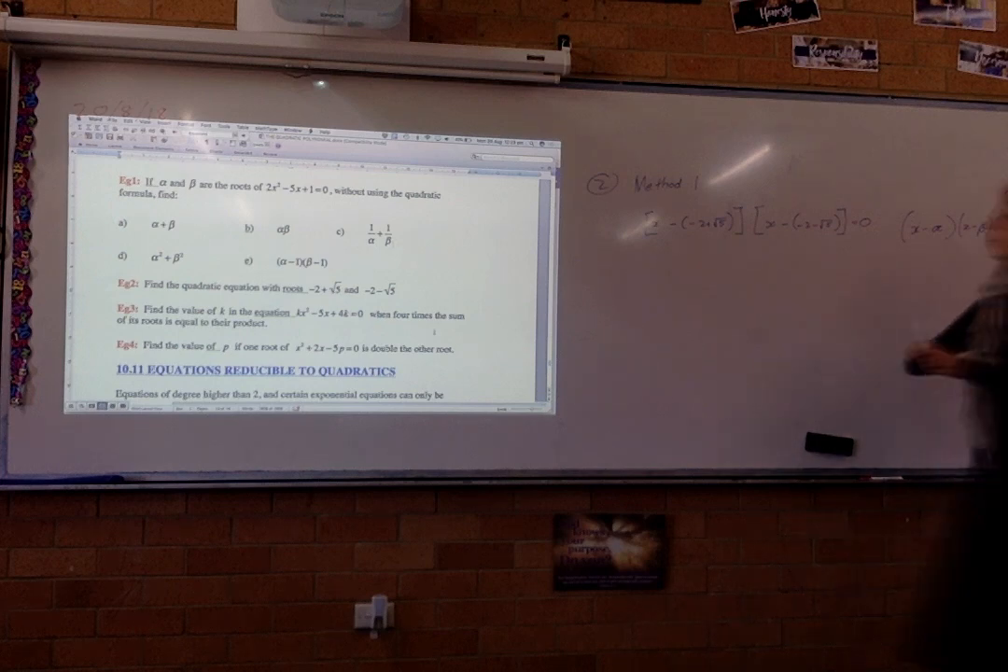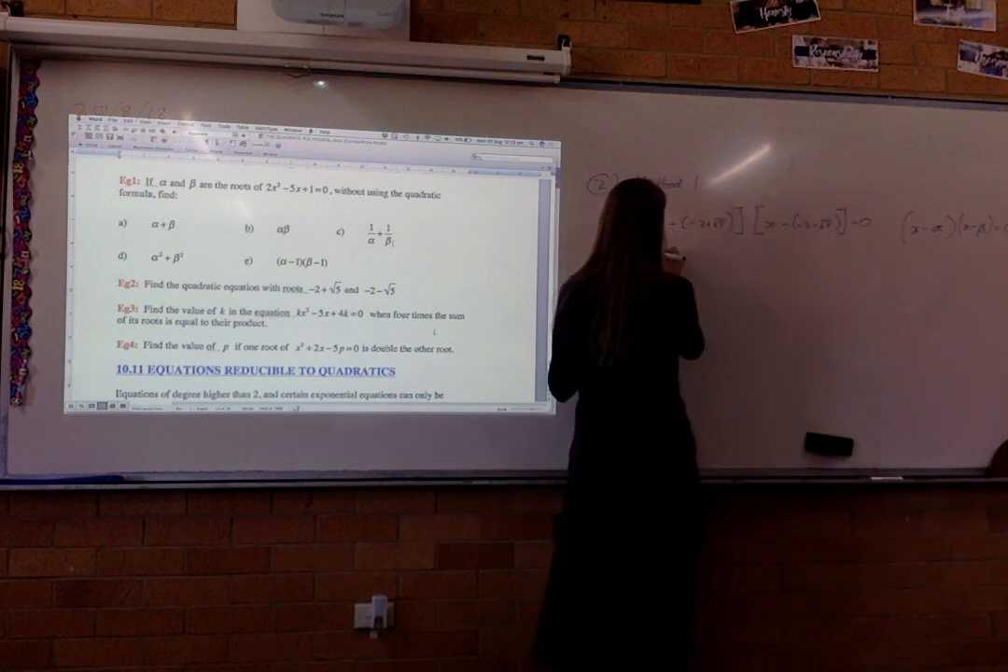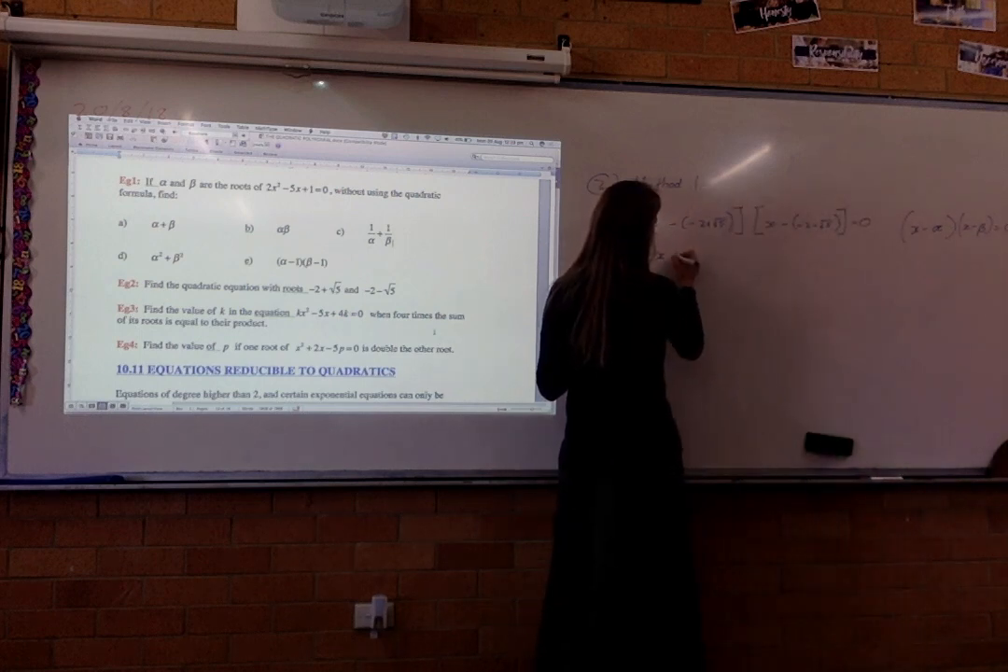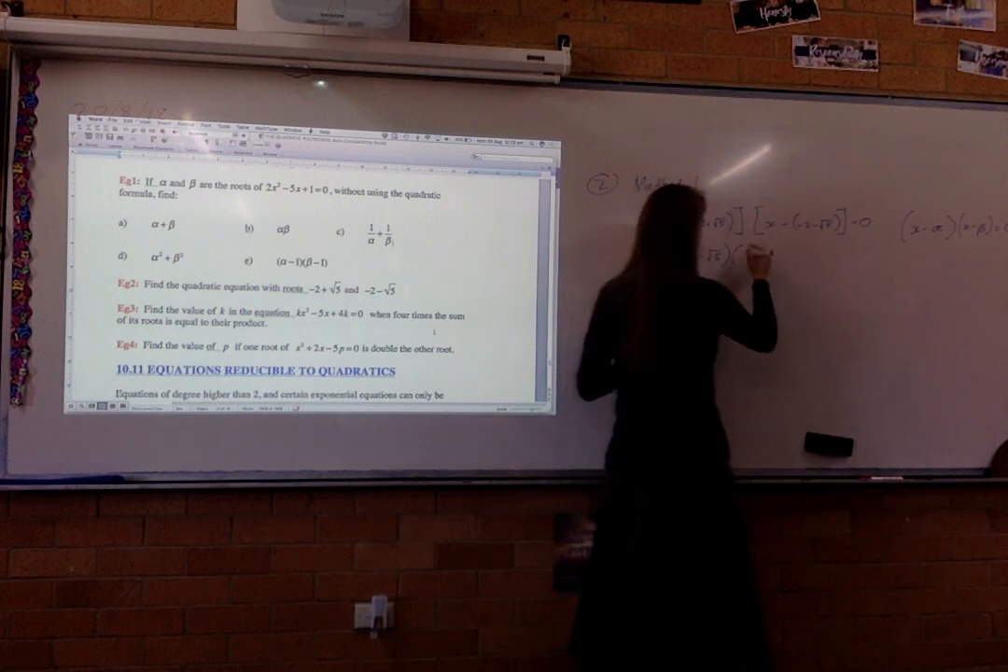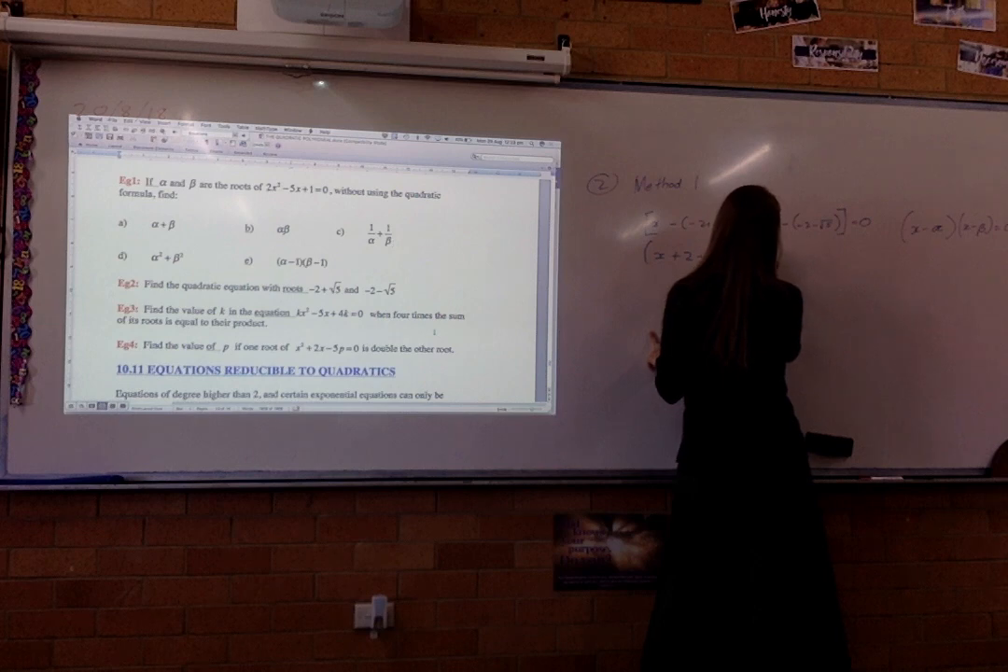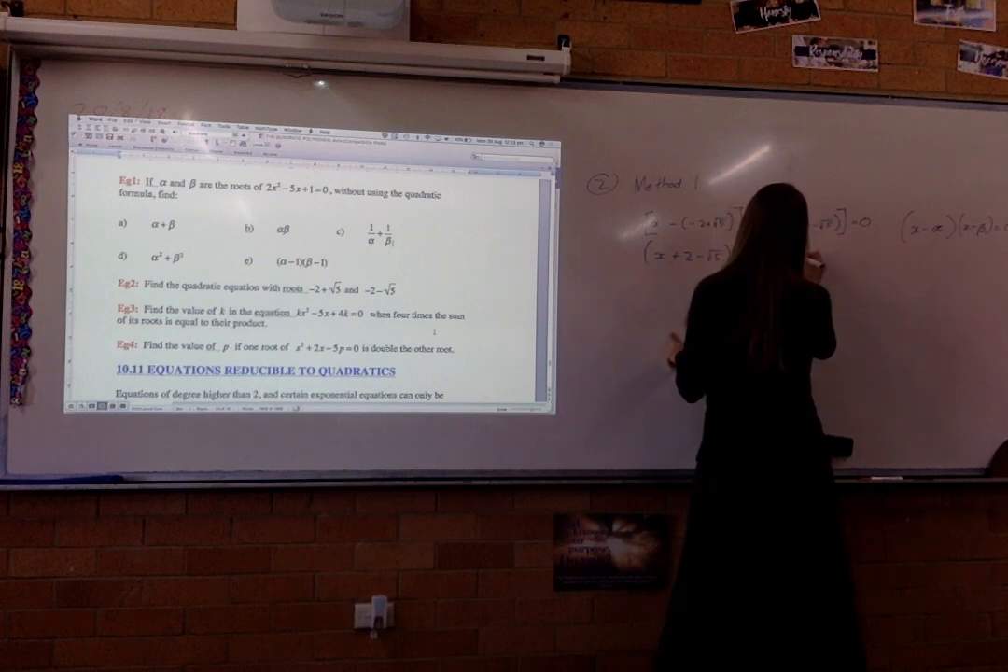Okay? Now I'll just expand out the brackets and I have x plus 2 minus root 5. And then over here I have x plus 2 plus root 5.